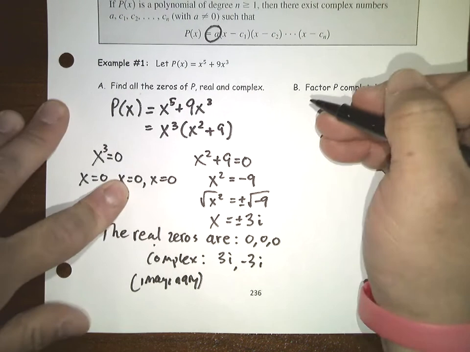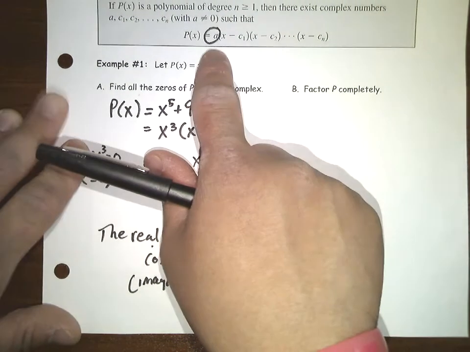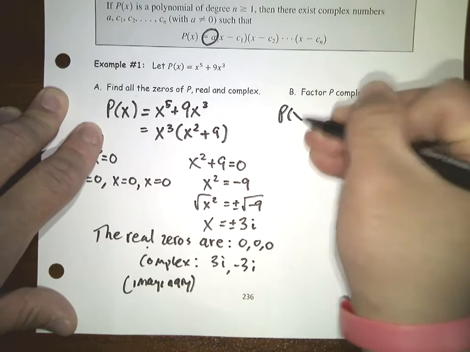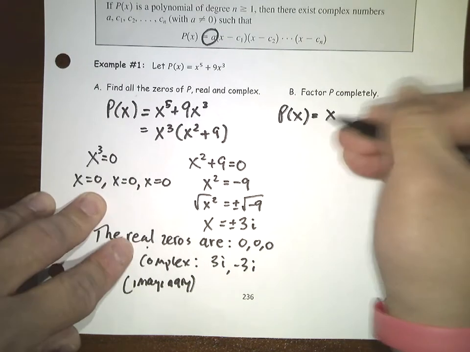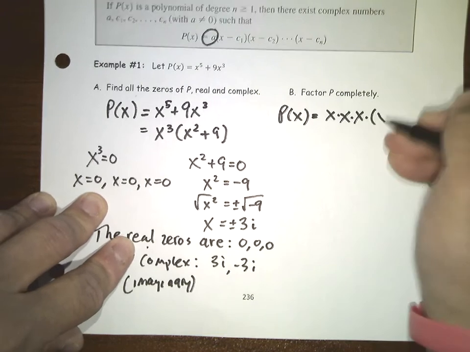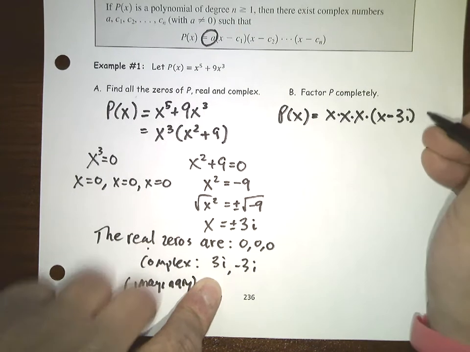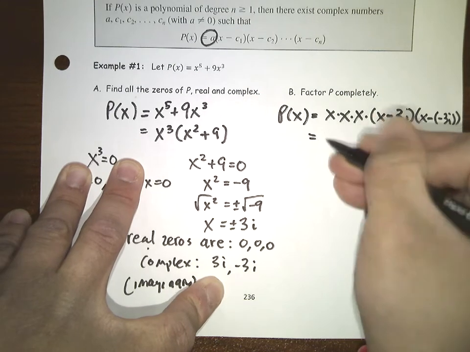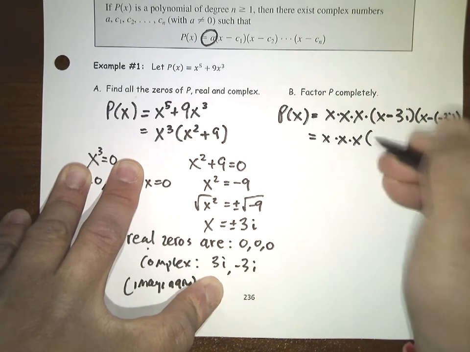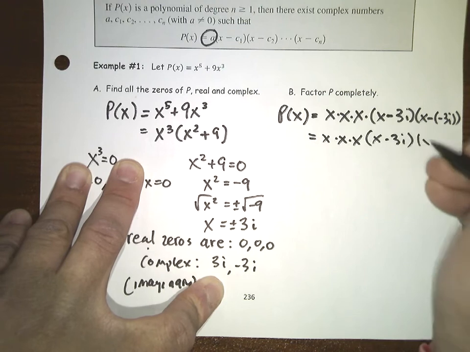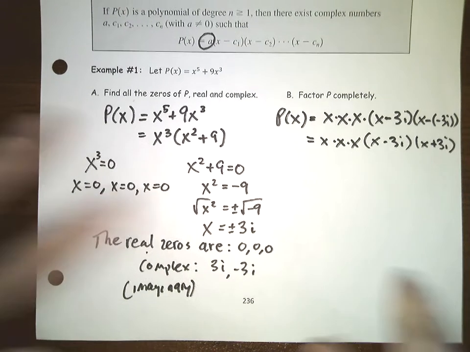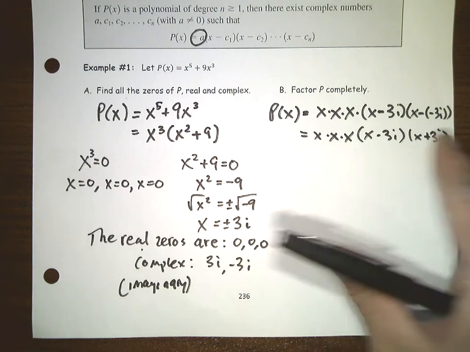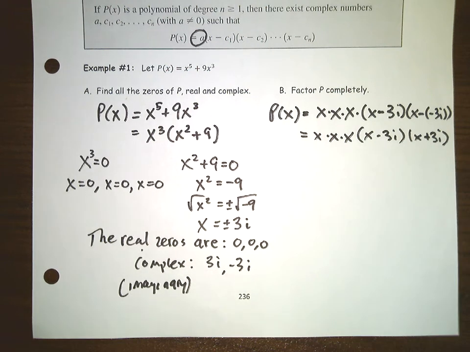So remember that we have to do the A times the X minus all of the zeros. If I want to factor P of X completely, it's X times X times X times X minus 3i, X minus negative 3i. So it's X times X times X times X minus 3i, X plus 3i. So it's really the same thing that we were doing, but now some of the zeros could be imaginary.